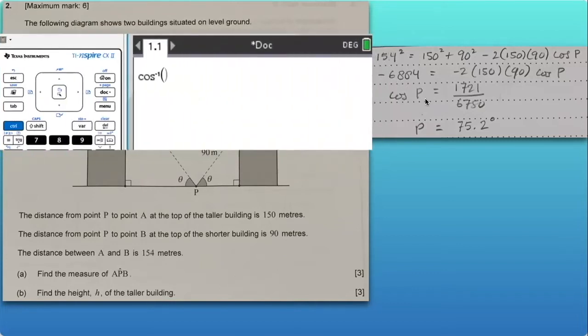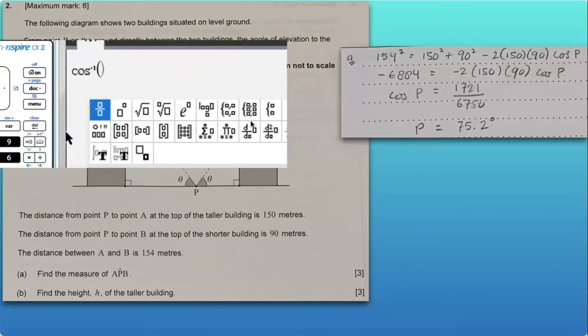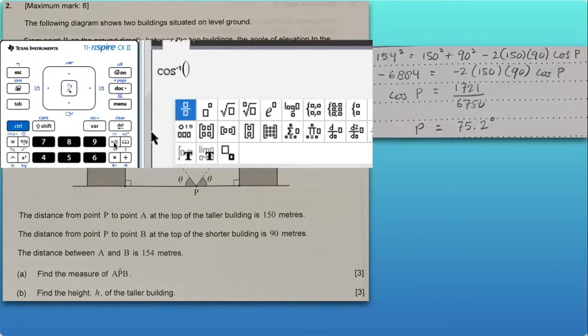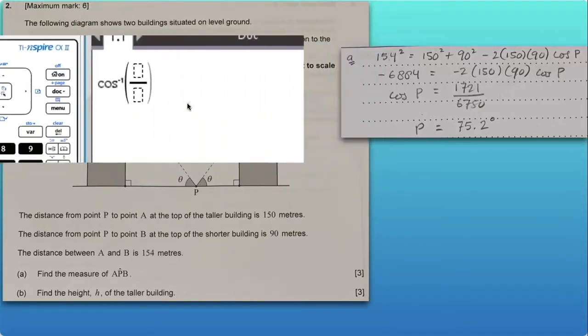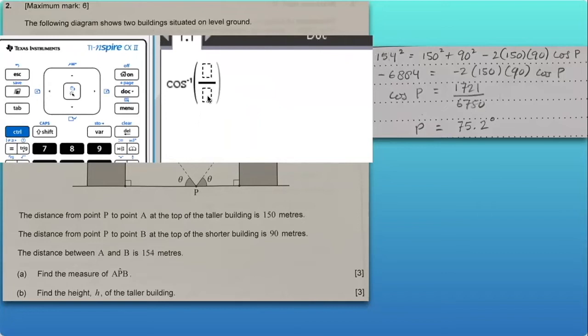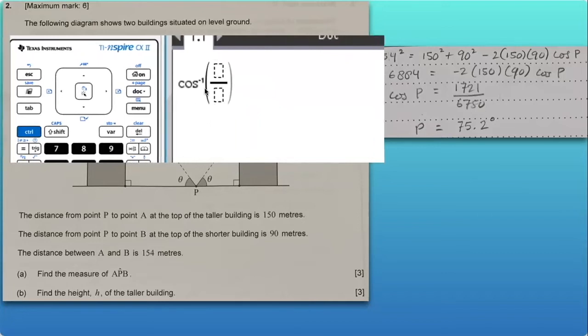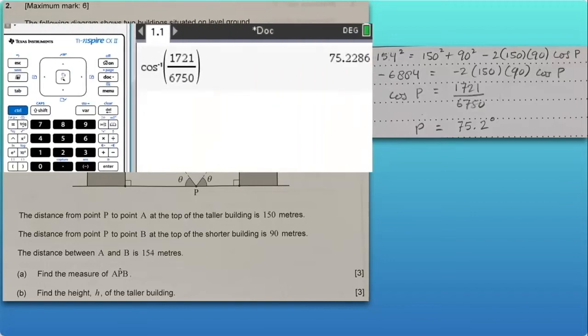And then you want to input this fraction. So you click that button, and then click that fraction form, like so. And then you input the values. Click enter, then you get the angle P, which is equal to 75.2 degrees.